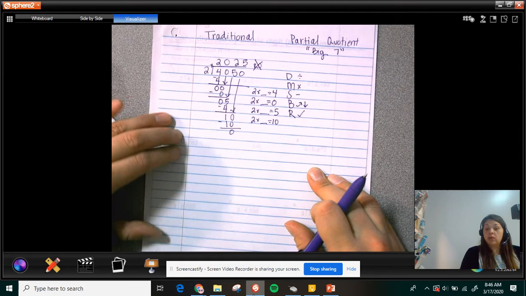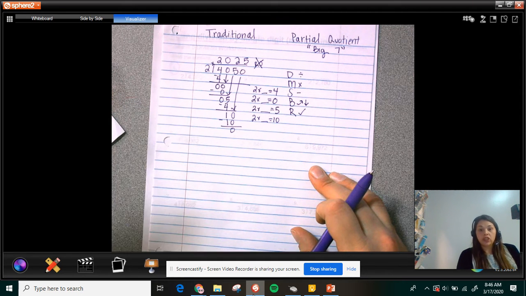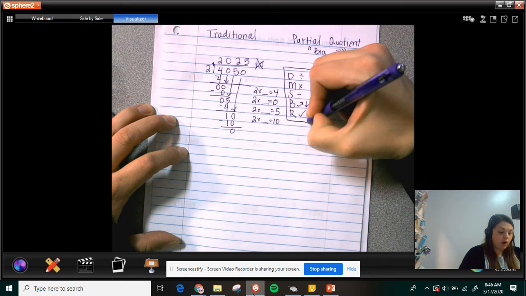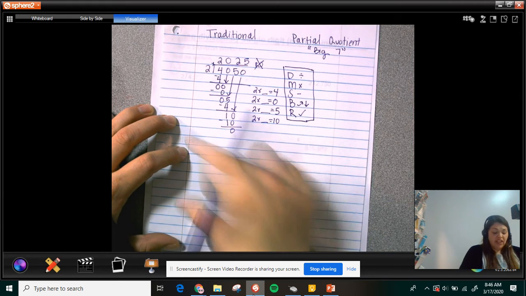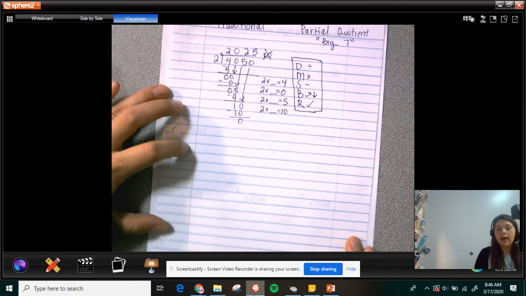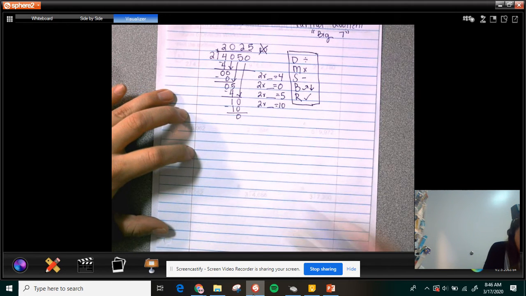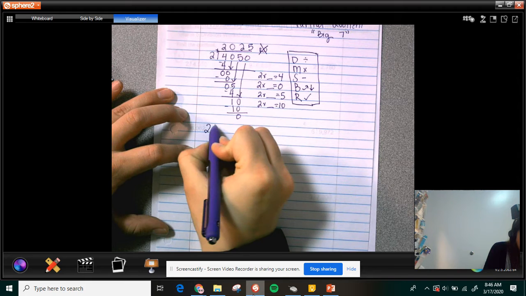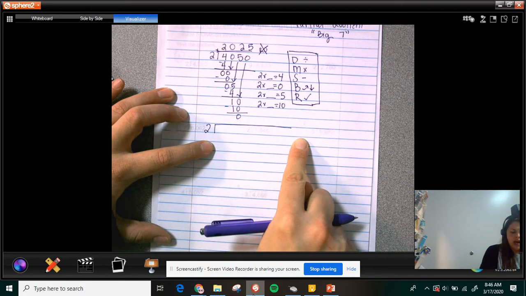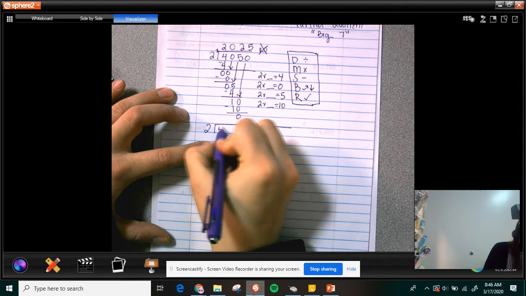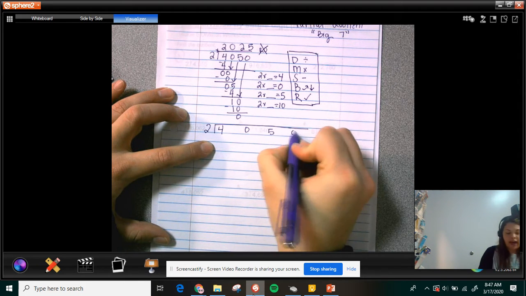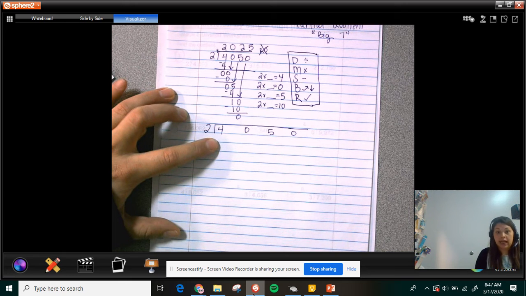So our next one that I'm going to show you is also the traditional method, and we still use this saying right here to help us, but I'm going to do it this way instead of going down. So I'm going to go ahead and start by showing you that. So I'm going to rewrite my problem, and I'm going to space out this number like that. And you'll see why I do that in just a second.